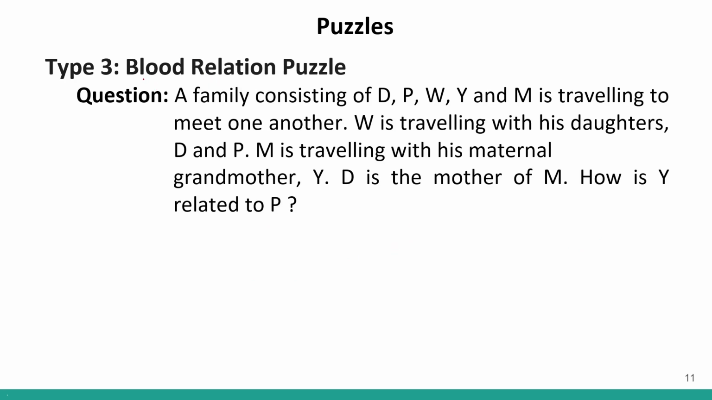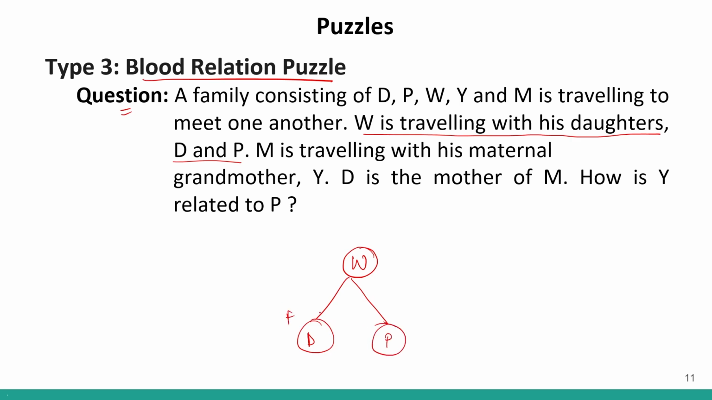Then we have the blood relation puzzle. So we will draw a family chart. We will not assume the gender, and we will use different symbols. The question is that a family consisting of D, P, W, Y, and M, so 5 people, are traveling to meet one another. Okay. W is traveling with his daughters, D and P. So W, we don't know the gender of W. It could be mother or father. But W has 2 daughters, D and P.